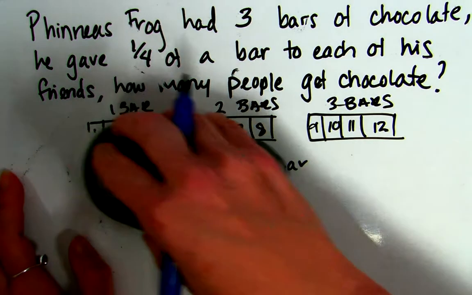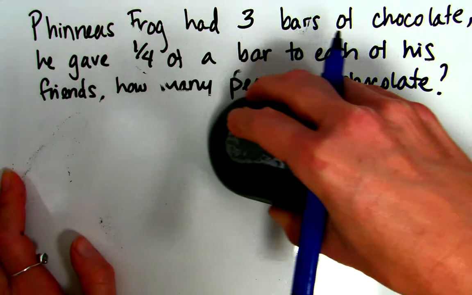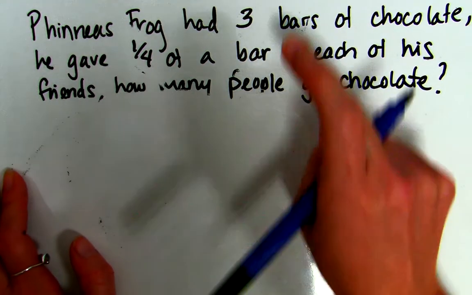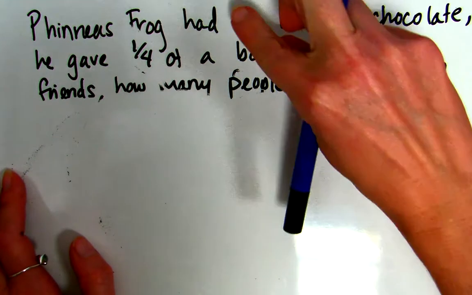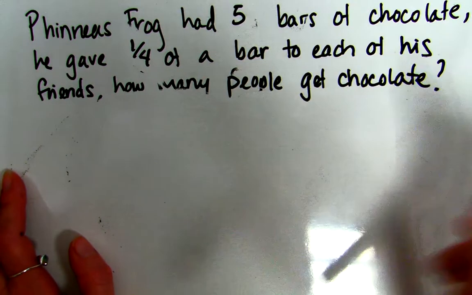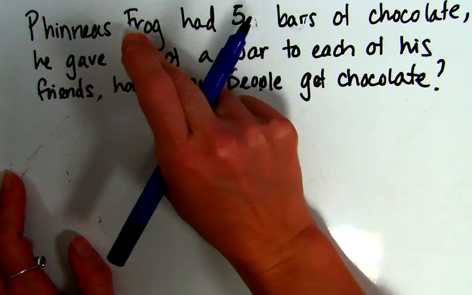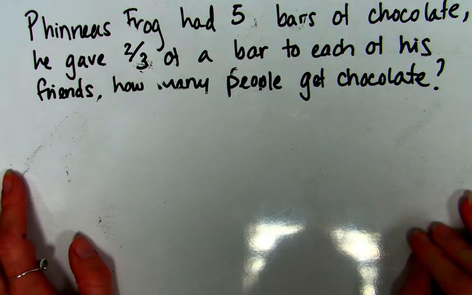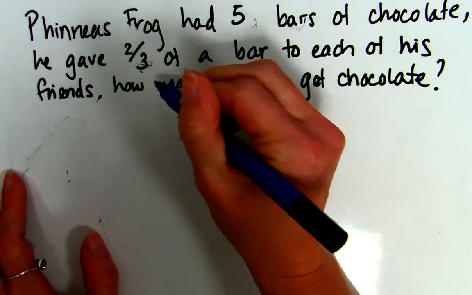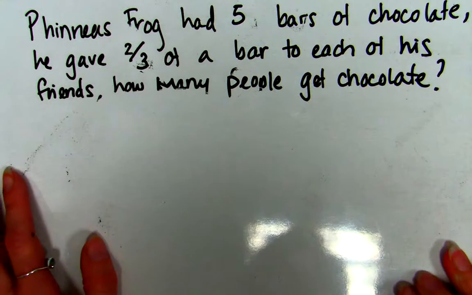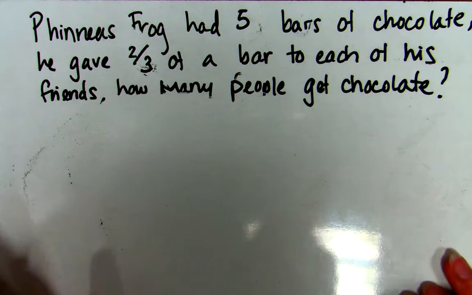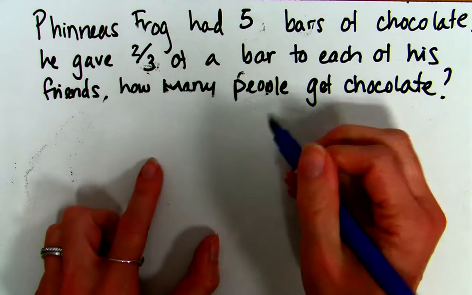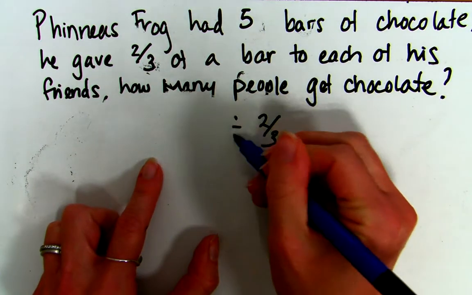Now I wanted to look at the same problem, just changing the numbers around a little bit. He's going to have 5 bars of chocolate, and he gave 2/3 of a bar to each of his friends. How many people get chocolate? Same thing, we're going to start by asking how many times 2/3 of a bar can fit into 5.